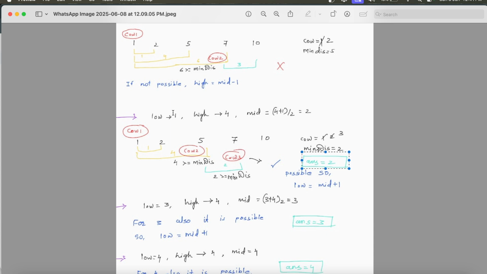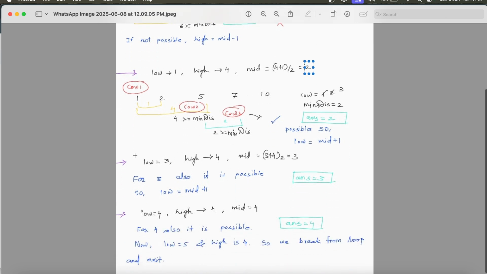So yes, 1 is going to be satisfying. So we will try to see higher possible answers, because the minimum distance should be maximum, right? So 2 is satisfying, we'll try to see if 3 or 4 is possible, because that is the range we are left with now. 1 will definitely satisfy if 2 is satisfying. So what we do is our new low points to mid plus 1. Mid is 2, so low is basically 3 now.